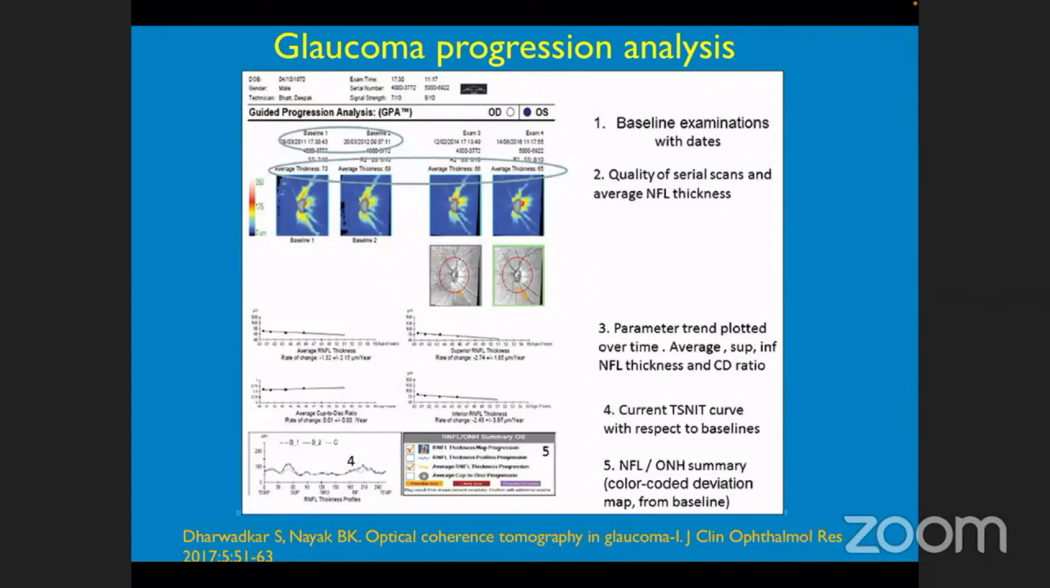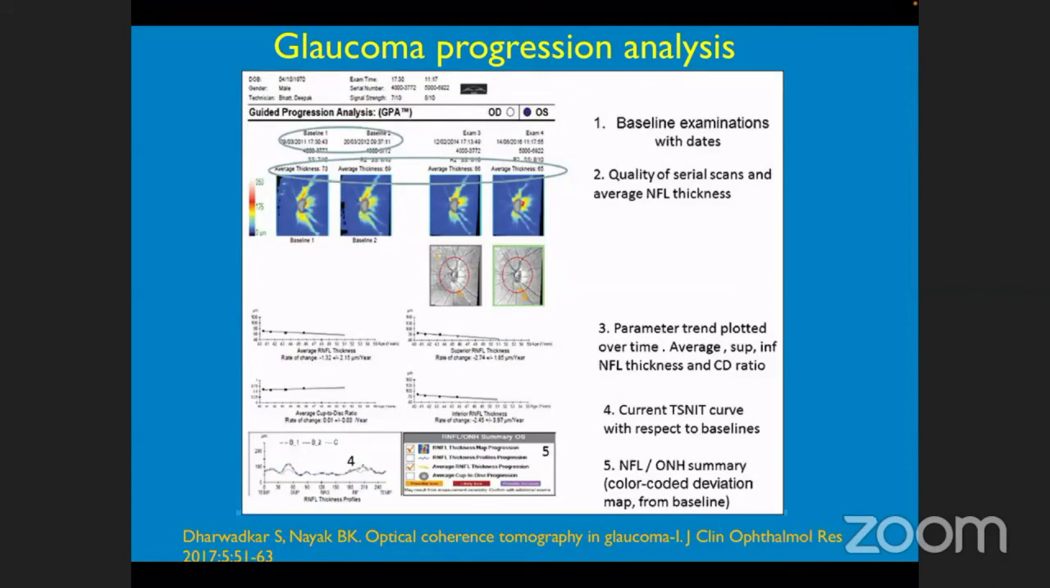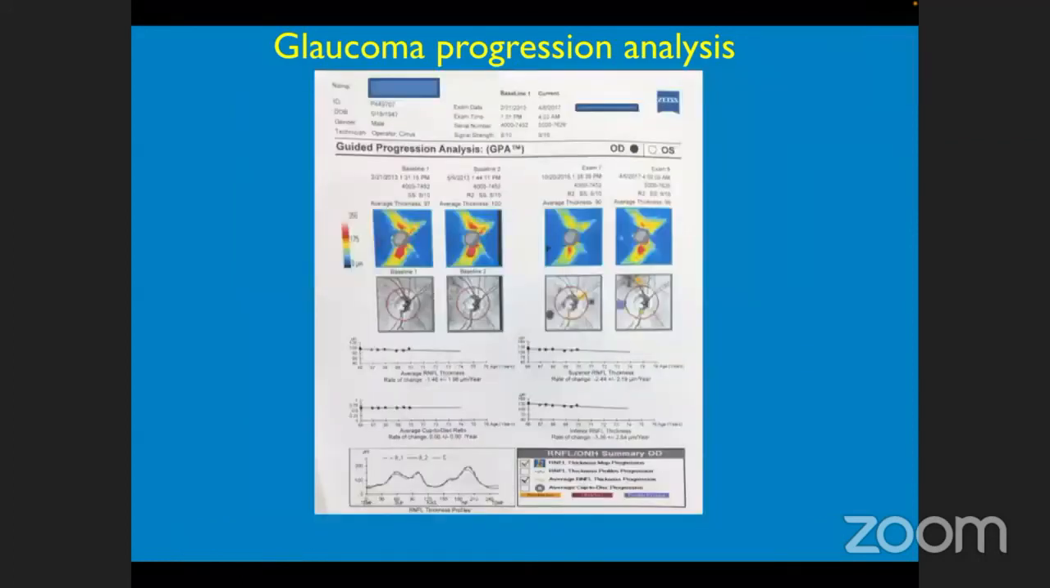In the center, there are parameter trends plotted over time. The average, superior, inferior NFL thickness, and the CD ratio are plotted in these graphs, and the trend pattern is obtained. You can see it is decreasing slowly. I will wrap up fast, only 2 slides.